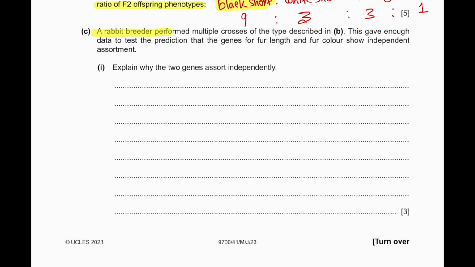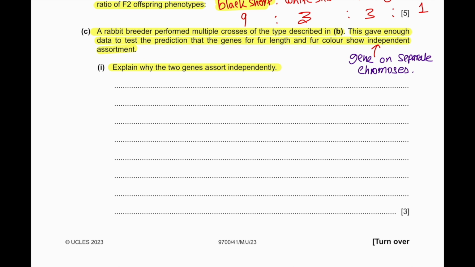A rabbit breeder performed multiple crosses of the type described in B. This gave enough data to test the prediction that the genes for fur length and fur color show independent assortment. Explain why two genes assort independently. Independent assortment is when the genes are on separate chromosomes and they are not linked.